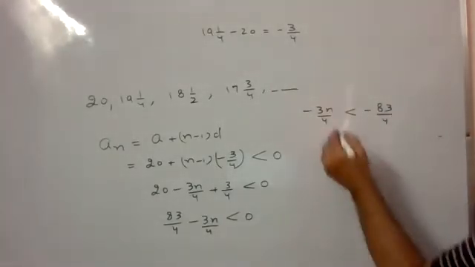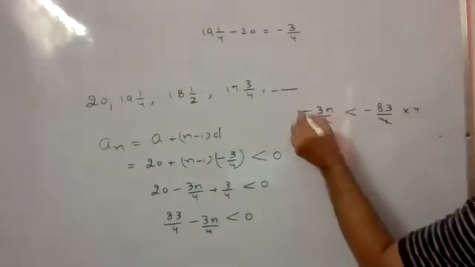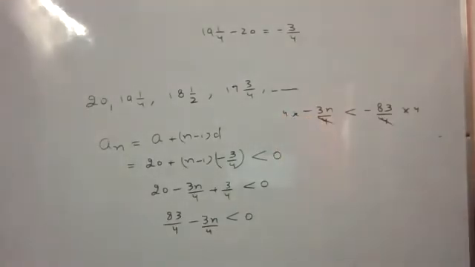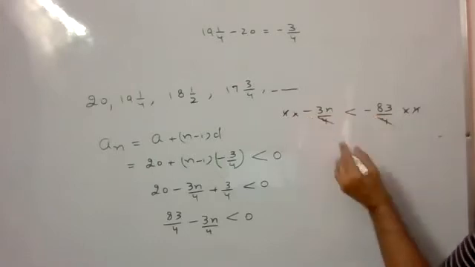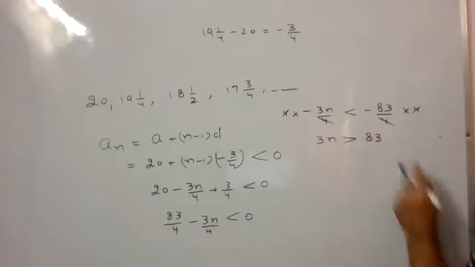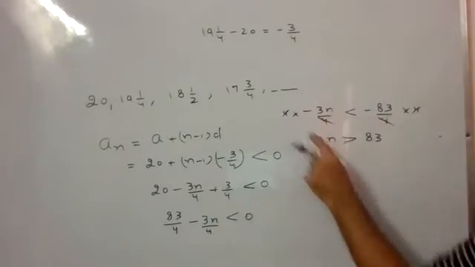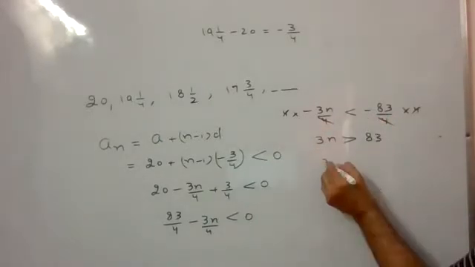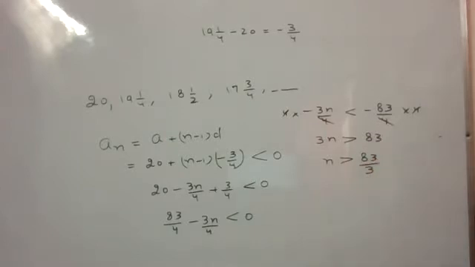You can multiply both sides by 4 and cancel it, no problem, because multiplying by a positive number is no problem. Sir, is 28th the answer? Yes. The sign gets reversed when you remove the minus sign, so 3n is greater than 83. So n comes out to be greater than 83 by 3.